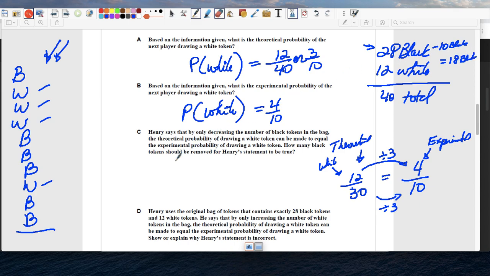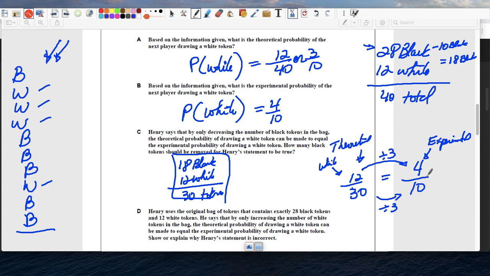Now let's see if that works. If I remove 10 black tokens from the original 28, I'll have 18 black. And then I'll have the whites I didn't touch. So I'll have a total of 30 tokens. Now let's calculate the probability of that. In this scenario, the probability of getting a white token would be 12 out of, and if you add these two, you get 30, 12 out of 30.